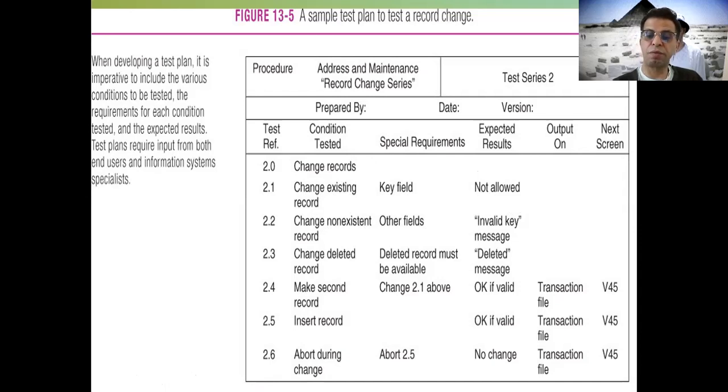The special requirement: a deleted record must be available. Who is supposed to do it? Deleted messages might be showing up. And make a second record, so you change the above, okay, if valid, and then insert the record, and abort during the change. What will happen in these cases, to test the new procedures?